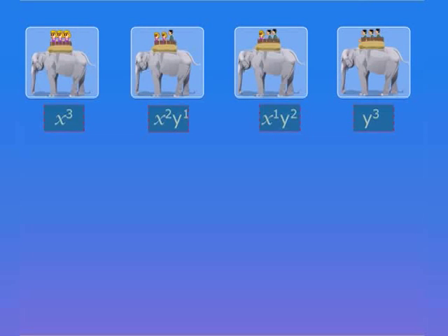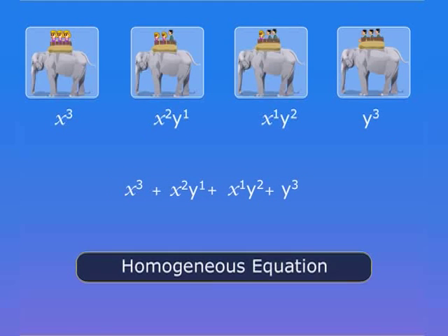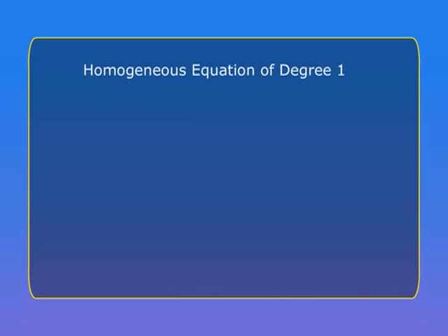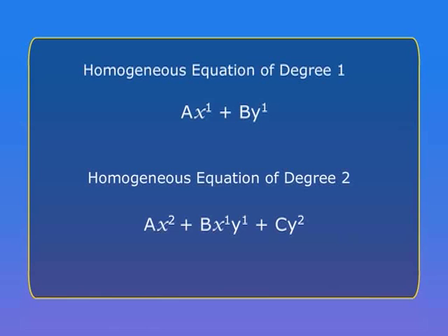The terms may be different, but each category has equal number of things. So these types of equations are known as homogeneous equations, wherein in every term, the sum of the powers of the variables are equal. And degree of the equation is the sum of the powers of the variables in each term. Let us understand this with the help of another example. Homogeneous equation of degree 1 would be ax plus by. Homogeneous equation of degree 2 would be ax square plus bxy plus cy square. In the above two examples, we can see clearly that in both the cases, the sum of the powers of the variables in each term is the same. These are homogeneous equations of degree 1 and 2 respectively.